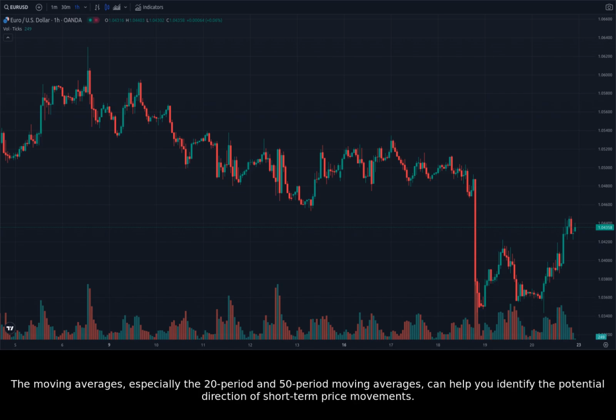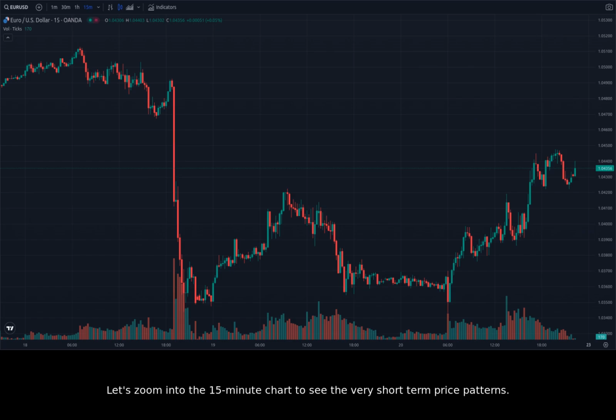The moving averages, especially the 20-period and 50-period moving averages, can help you identify the potential direction of short-term price movements. Let's zoom into the 15-minute chart to see the very short-term price patterns. The increased frequency of price action makes this time frame perfect for scalping opportunities. However, it is also the most volatile time frame and requires quick decision-making. Focus on the candle formations, support and resistance zones, and volume. Are there any strong patterns or trend reversals that you're noticing?